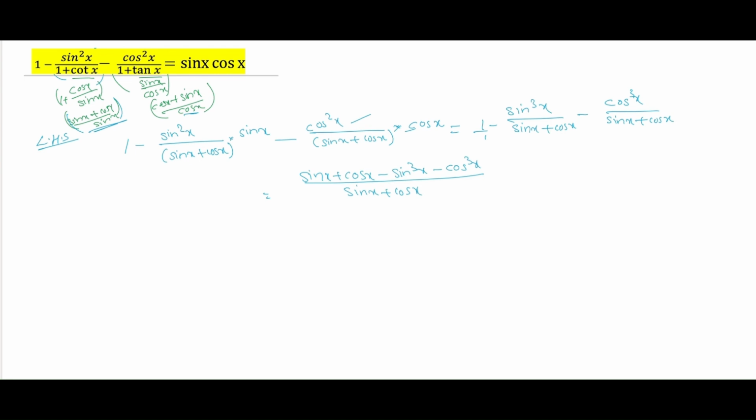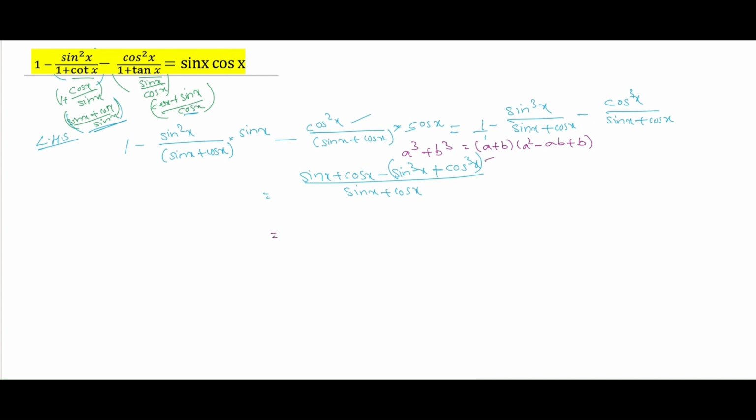If we take minus out of these two terms, if you take minus out here, it becomes plus. And this thing is like a cube plus b cube, which can be written as a plus b into a square minus ab plus b square, where a is sin x and b is cos x.